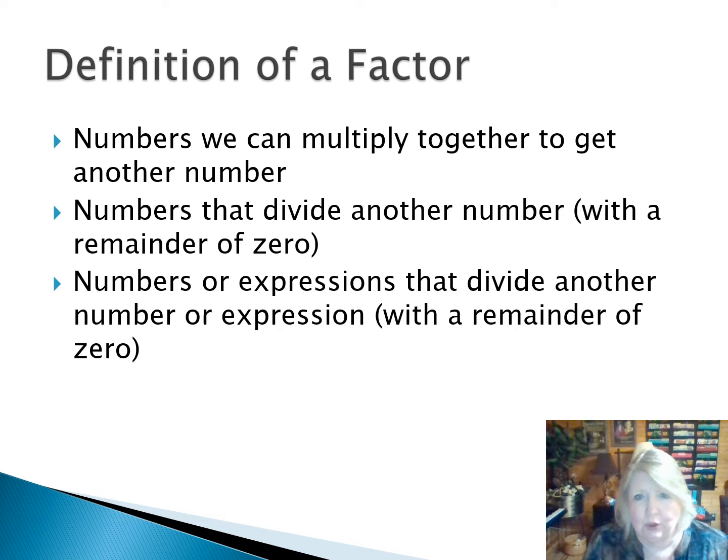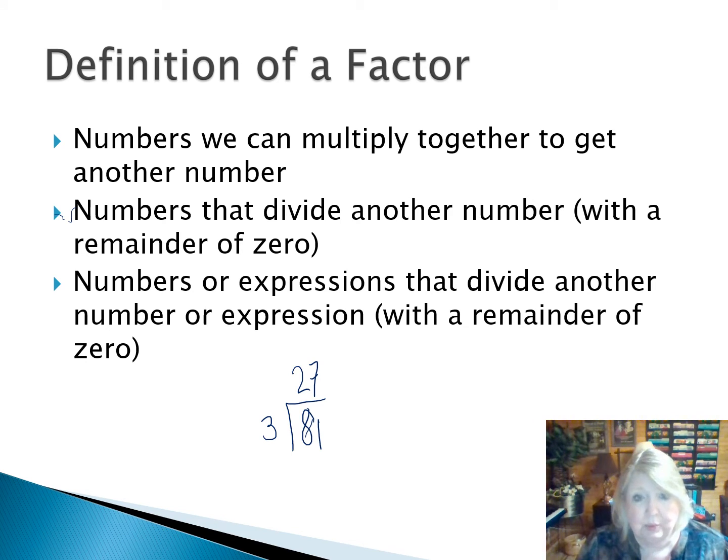The first way that you learned the term factor was that it was two things we could multiply together to get another number. We talked about the factors of 81. It could be 9 times 9, 27 times 3. Anything I could multiply there became a factor. Then we grew up a little bit and they defined it instead as numbers that divide another number, and by dividing another number we mean with a remainder of 0. So since 81 divided by 3 was 27, 3 and 27 get to be factors. So see, it still had the same meaning. We were just looking at it from a different angle.